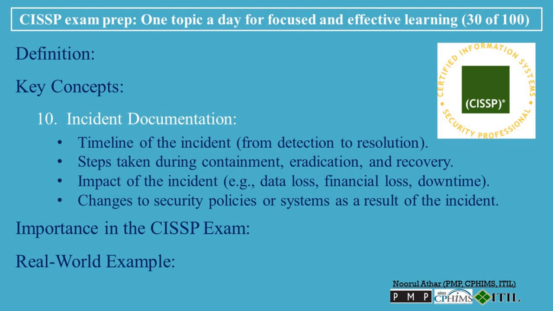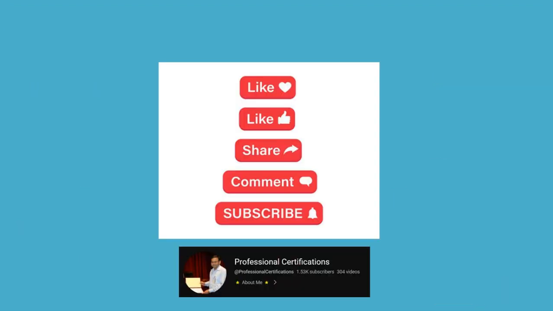Real-world example. An organization detects unusual network traffic and identifies that a server has been compromised by malware. The incident response team immediately isolates the infected server to contain the malware and prevent it from spreading. They then conduct a forensic investigation to determine how the malware entered the network, eradicate the malware, and restore the server from a clean backup. After the incident, the team updates the firewall rules and improves user training on phishing threats to prevent similar incidents in the future.